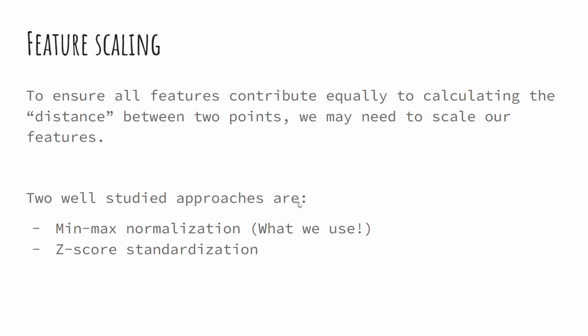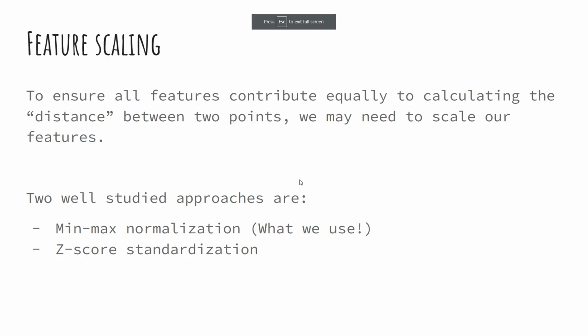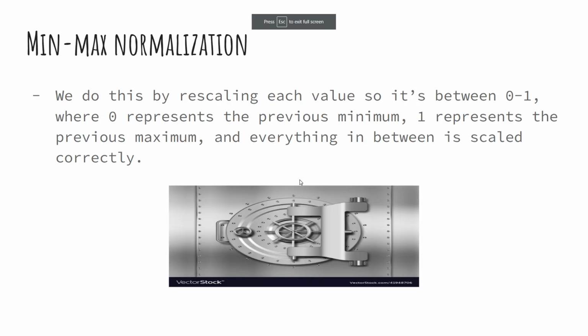2 well-studied approaches are min-max normalization, which is what we use, and z-score standardization. But I don't think we ever looked at z-score standardization other than its name and knowing that it exists. What we mainly look at is min-max normalization. So how do we do this? We rescale each value so it's between 0 and 1, where 0 represents the previous minimum, 1 represents the previous maximum, and everything in between is scaled correctly.